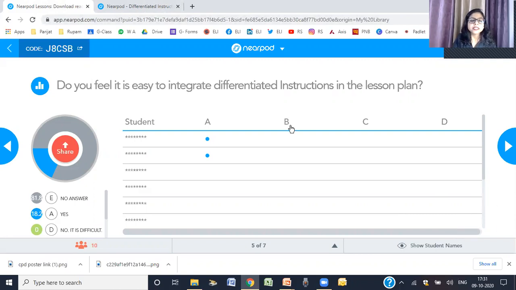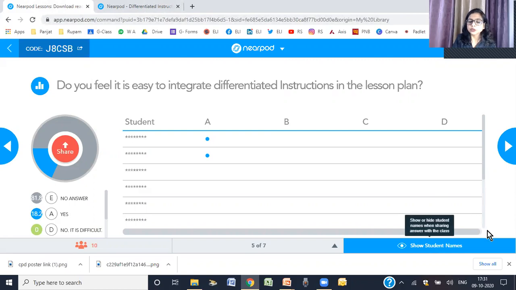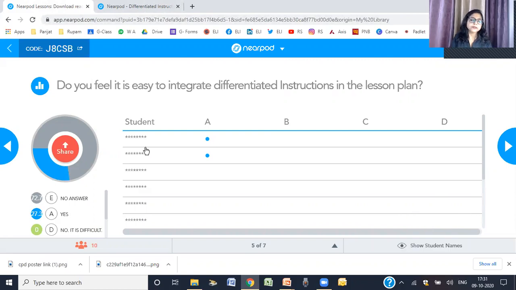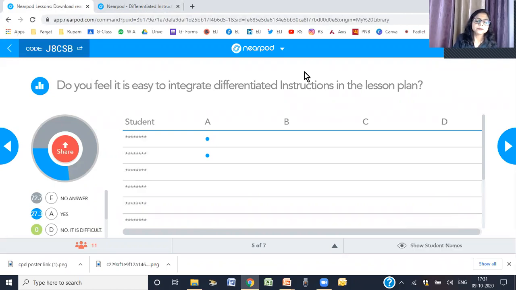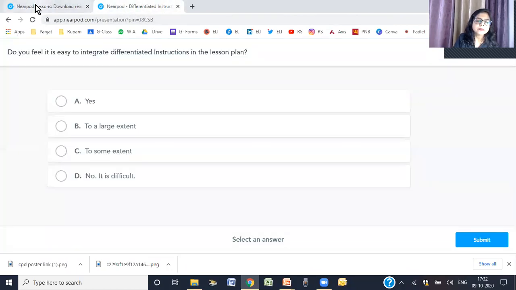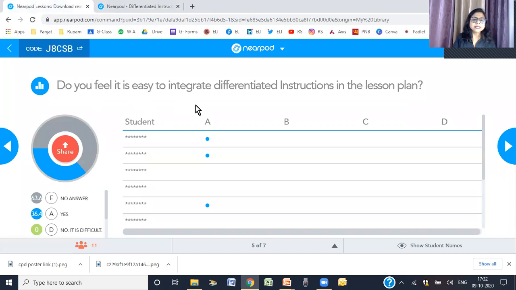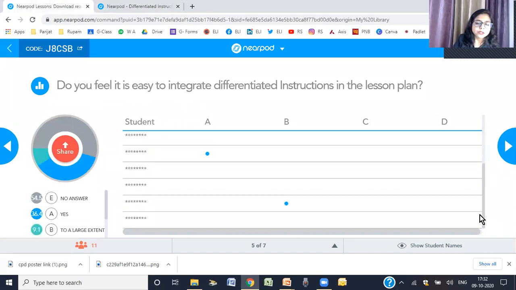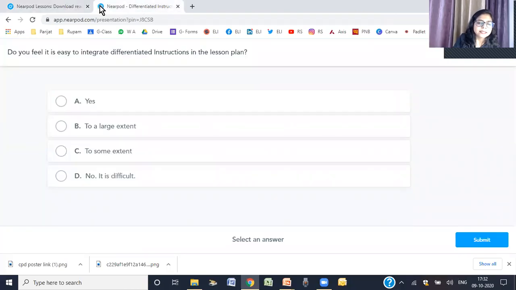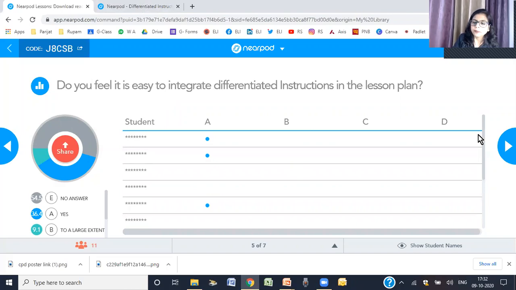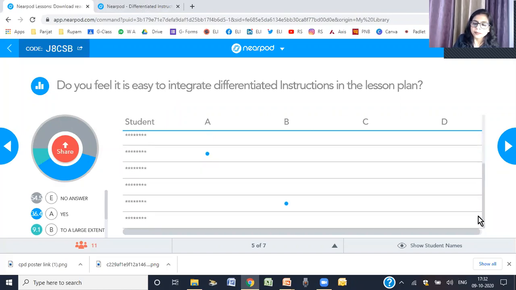So when you're using Nearpod, you can choose whether you want to show the student's name or you don't want to show the student's name. Here, the student's names are not visible, but if I want, I can show the student's name also. Both are possible. Okay, so that was a simple question. Do you feel it is easy to integrate? And I can see the responses. Most of you have said yes. A was yes to a large extent. It is kind of ranging from A and B.